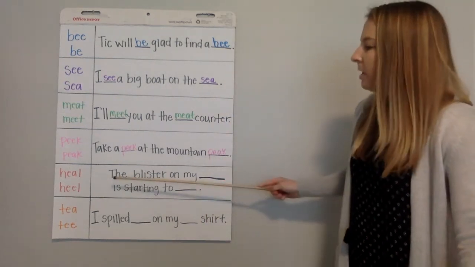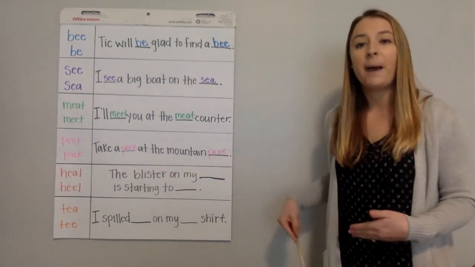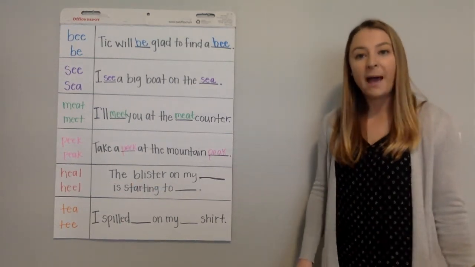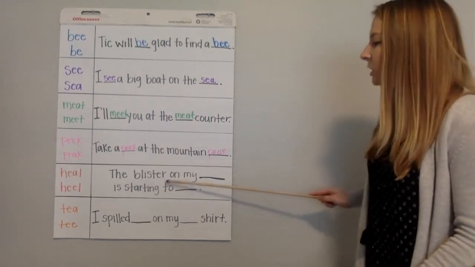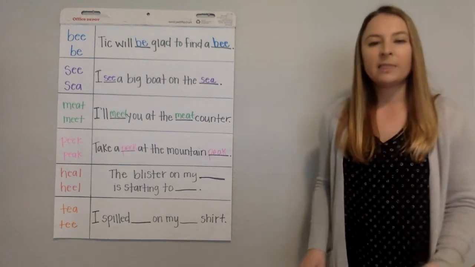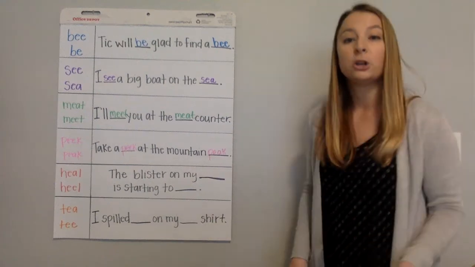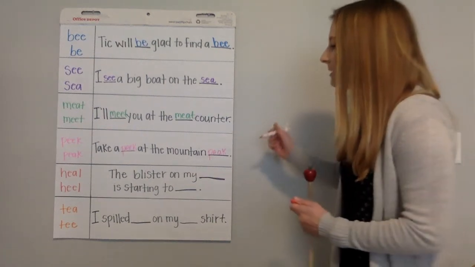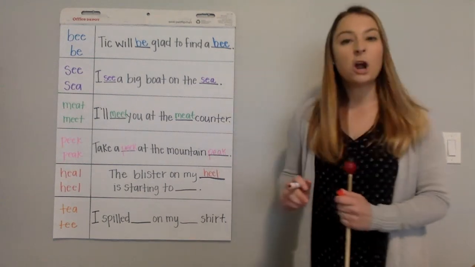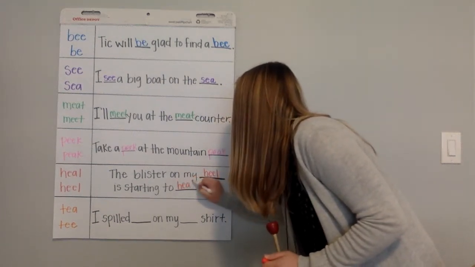Our fifth example is heal and heel. The first heal being like the time it takes to feel better if we have an injury, and the second heel being the part of our foot at the back where we walk. The blister on my blank is starting to blank. So when we think of a blister and where you might get a blister, the blister might appear on your heel, the heel of your foot, which is our double E, heel. It's starting to heal or feel better, which is the EA spelling of heal.